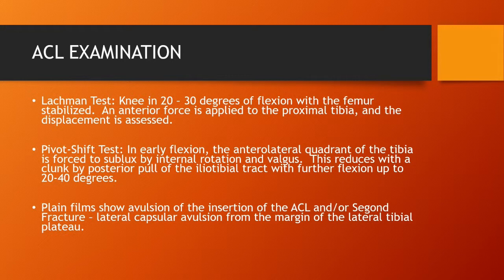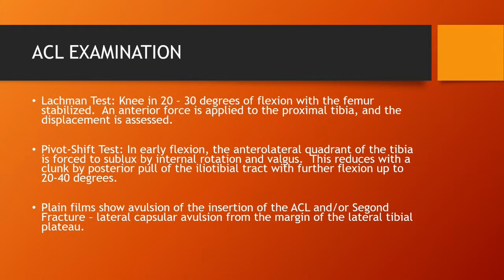This subluxation is reduced by the posterior pull of the iliotibial tract as the knee continues its flexion up to 20 and even as high as 40 degrees. So this test is completed all in one maneuver of taking the knee from full extension all the way through to approximately 40 degrees of flexion, at which point you will feel a palpable clunk over the anterolateral quadrant of the tibia as the tibia first subluxes itself and then reduces itself throughout that range of motion.